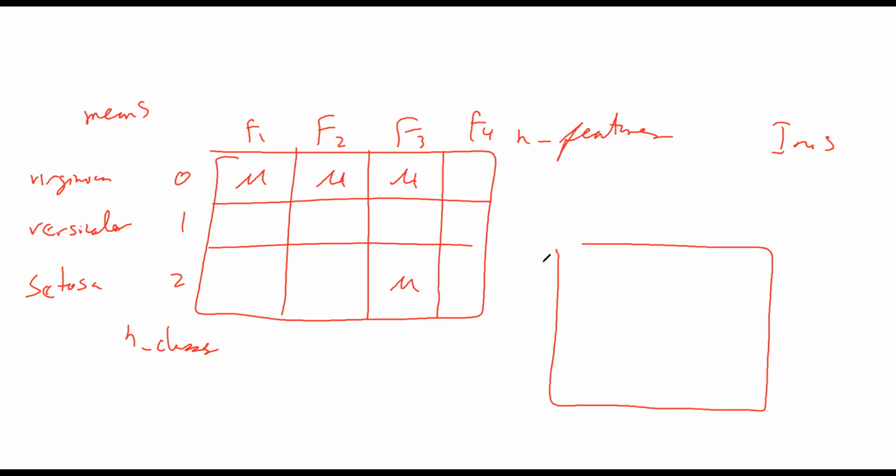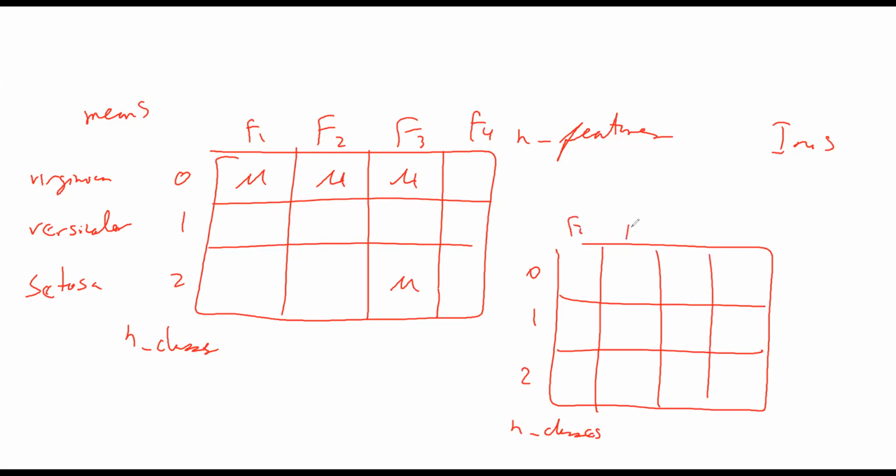We're going to calculate the number of classes, n classes. So it's going to be 0, 1, and 2. And then the features are going to be 4, right? For iris. So F1, F2, F3, F4.